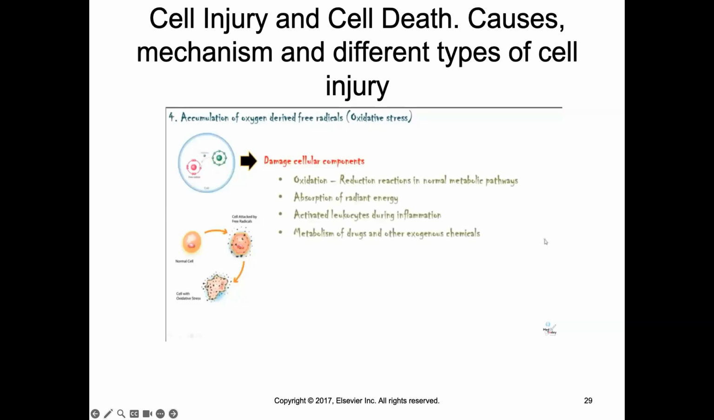Transition metals like iron and copper also have the ability to induce the generation of free radicals. Nitric oxide is produced by endothelial cells, neurons, and macrophages. Although it is usually not a free radical itself, it can be converted into highly reactive free radicals, such as peroxynitrite ion, nitrate ions, and nitrogen dioxide.